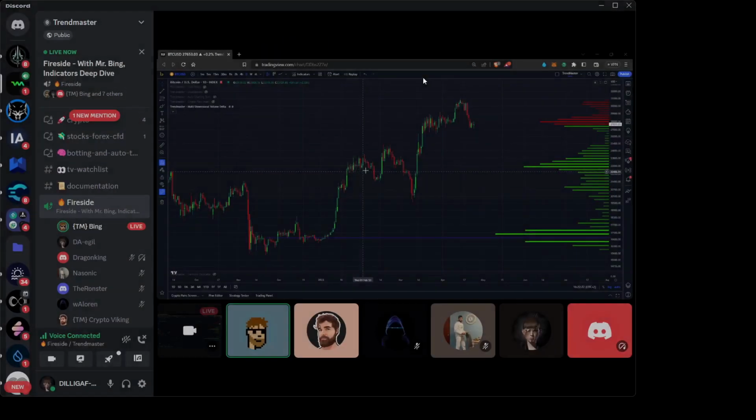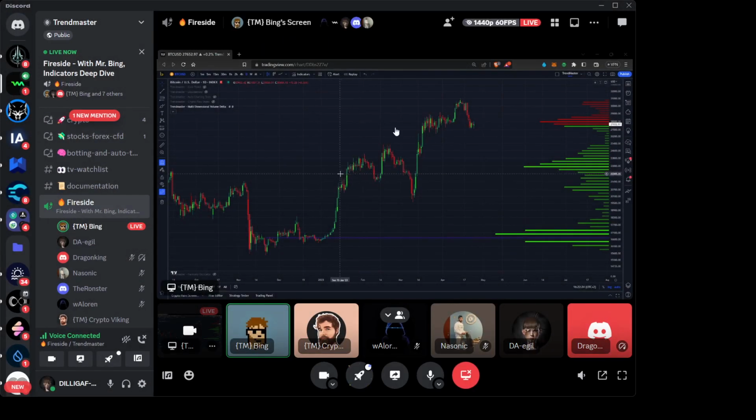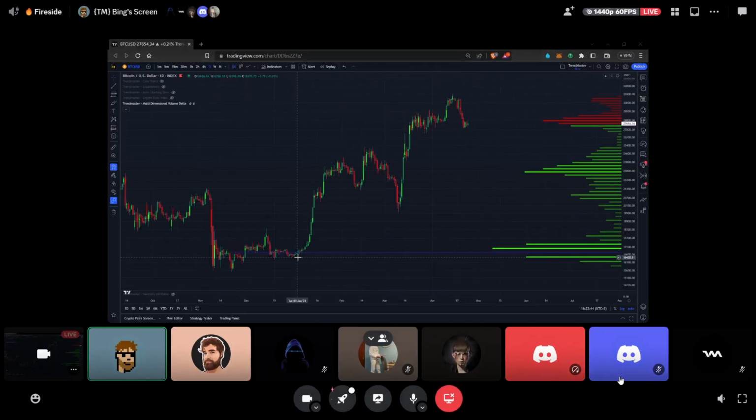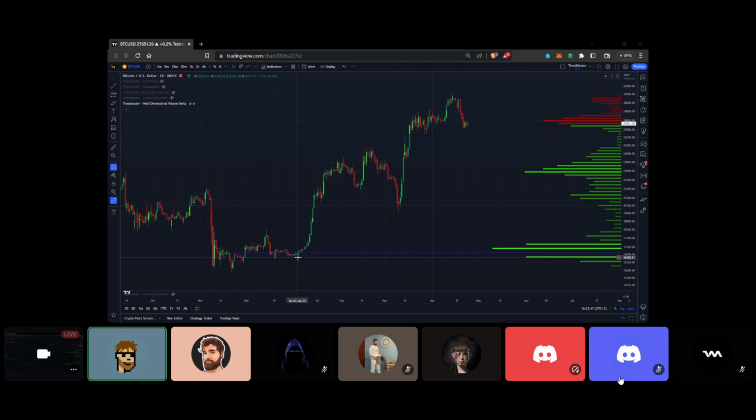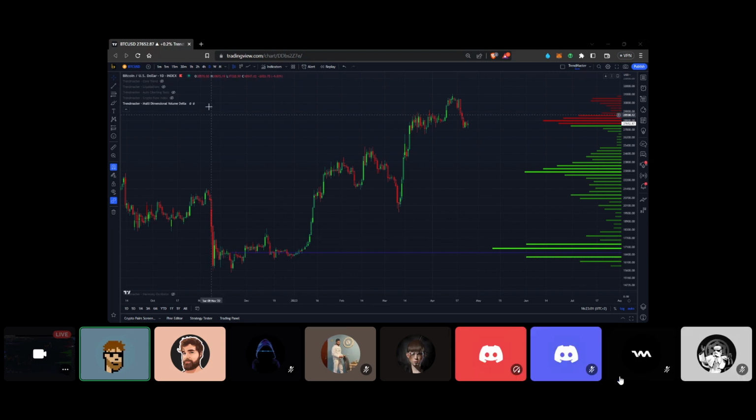So we have the new Trendmaster indicator, which is the multi-dimensional volume delta, which is just a fancy way of saying it's going to show you lots of volume information. So we've tried to give you features that are available on TradingView Premium and other trading sites where you can see live volume data and where limits are stacked and stuff like that. But we wanted to collate it all into one on TradingView very simply so that even free TradingView users can get the benefit from it.